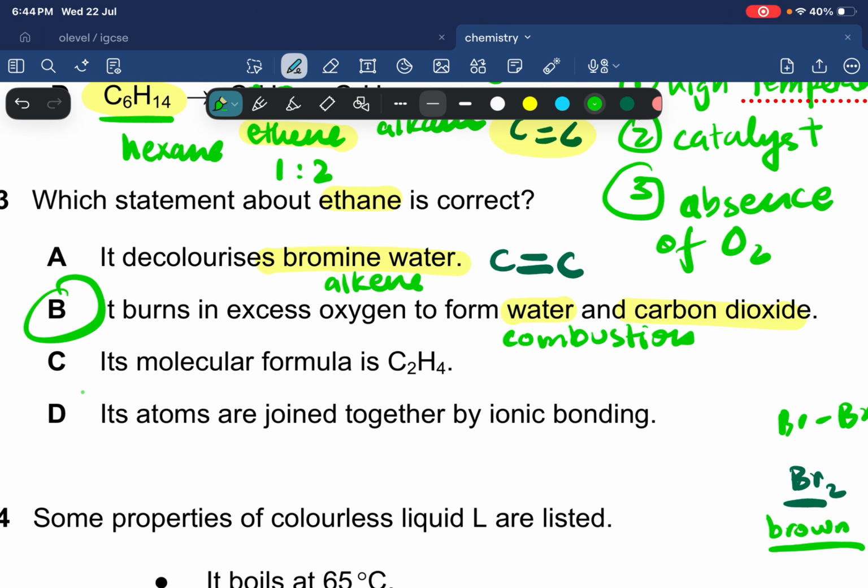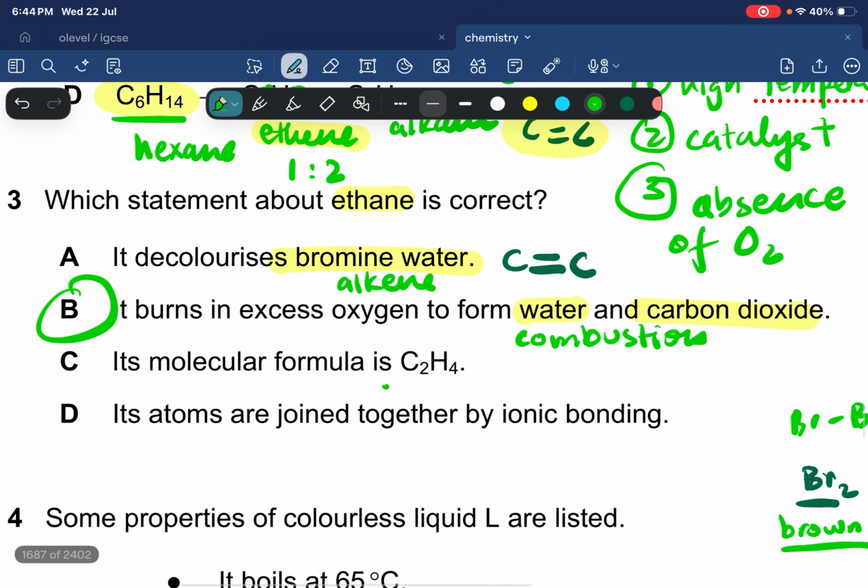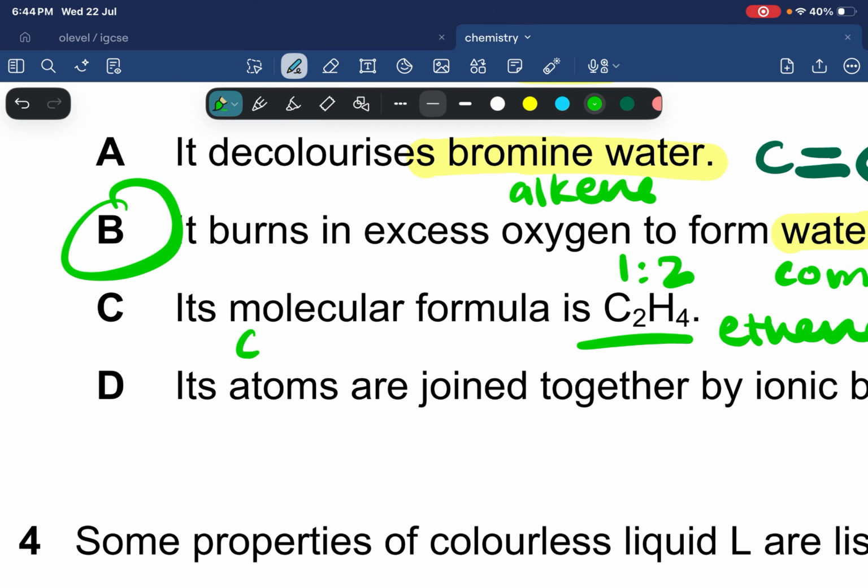Its molecular formula is C2H4. Well, that's incorrect. That's for ethene, right? Why? Because the carbon hydrogen ratio is 1:2 over here, whereas in alkanes, you should remember, for ethane, the general formula is CnH2n+2. So carbon is 2, so 2n means 2 times n, that means 2 times 2 equals 4.